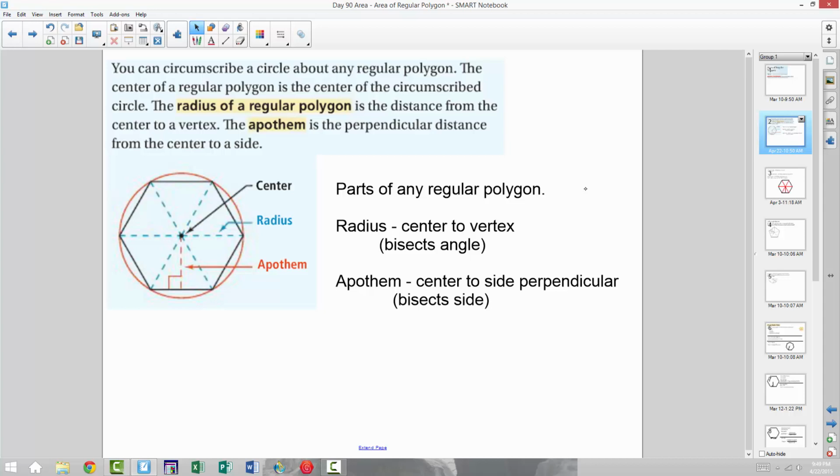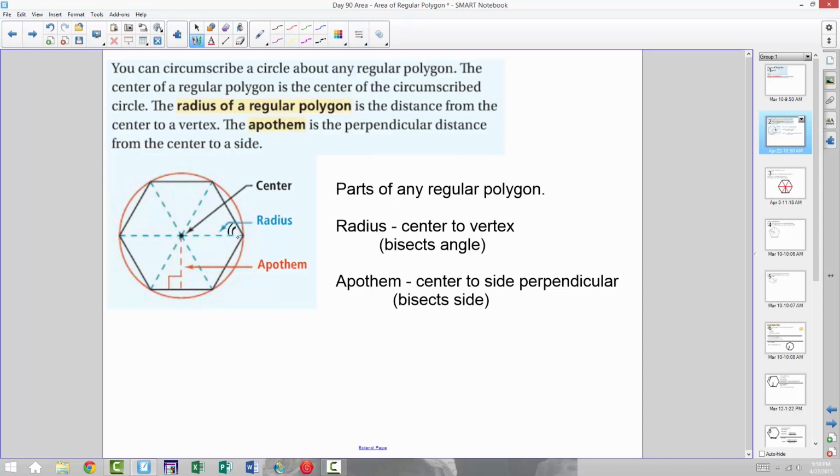You have to know that the radius of a regular polygon goes from the center of the polygon to the vertex of the polygon, and the apothem goes from the center of the polygon to the side, perpendicular. So out of these two segments, the blue line and the radius, the radius will bisect this angle. So the radius goes from the center to the vertex of the polygon, and it will bisect that angle.